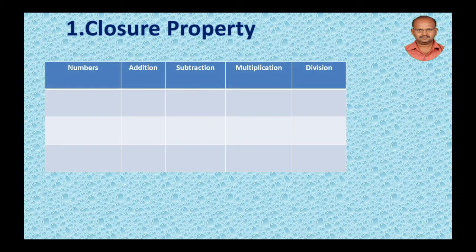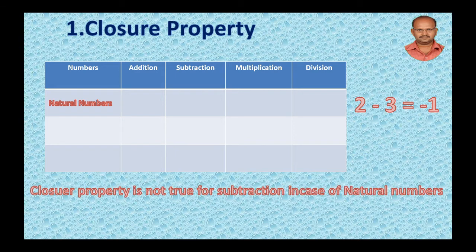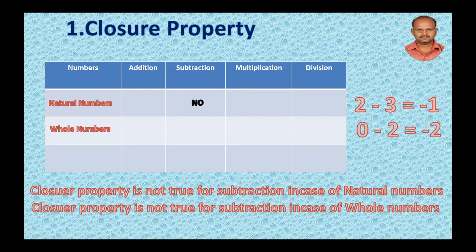Then next go to subtraction. Natural numbers: the difference of two numbers, 2 minus 3 is equal to minus 1. These are not all natural numbers. Closure property is not true for subtraction in case of natural numbers. Then go to whole numbers. Difference of two whole numbers, that is 0 minus 2 is equal to minus 2. Closure property is not true for subtraction in case of whole numbers.